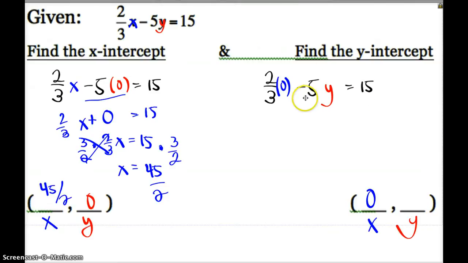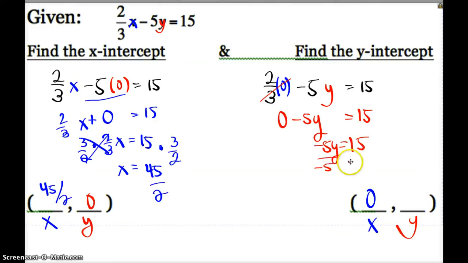On this side, same thing. I'm looking for y-intercept, so x is 0. 2/3 times 0, which I am great at, is 0. Minus 5y equals 15. Notice I'm still keeping everything lined up. Negative 5y equals 15. Divide by negative 5. Y equals negative 3. These are ordered pairs. They can be graphed fairly easily, and you will get your line.